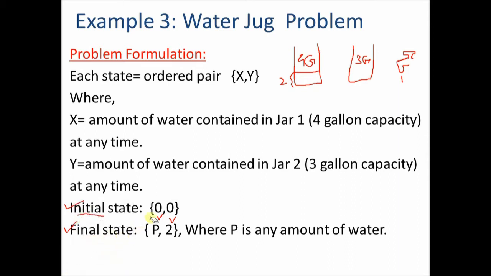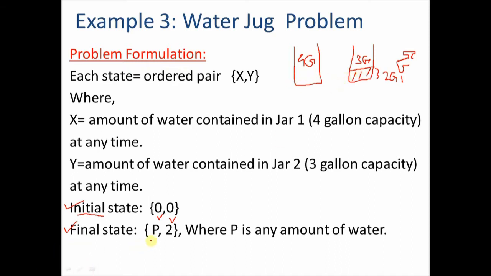So in the problem formulation here, what output do we want? We want that at the end of this particular problem, the 3 gallon jar should contain exactly 2 gallons of water. You could have said it interchangeably also. At the end of this procedure, even the 4 gallon jar could have stored 2 gallons of water. Interchangeably you can say it.